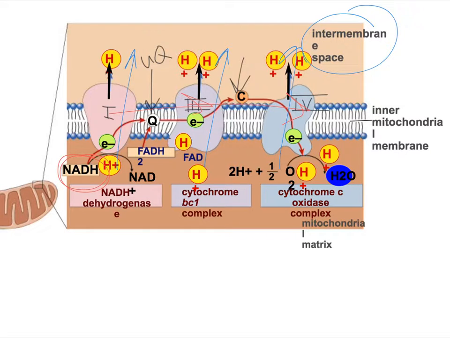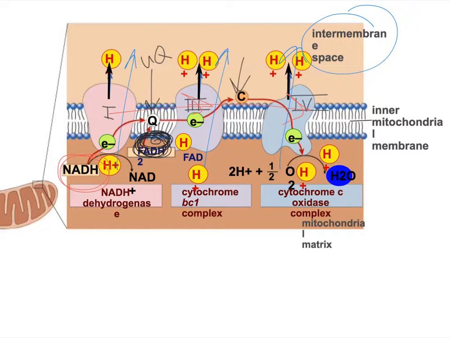There's also, don't forget, complex 2, which on your template was around this area. Complex 2 is stripping protons and thus electrons from FADH2, converting it to FAD plus, or FADH, either one.